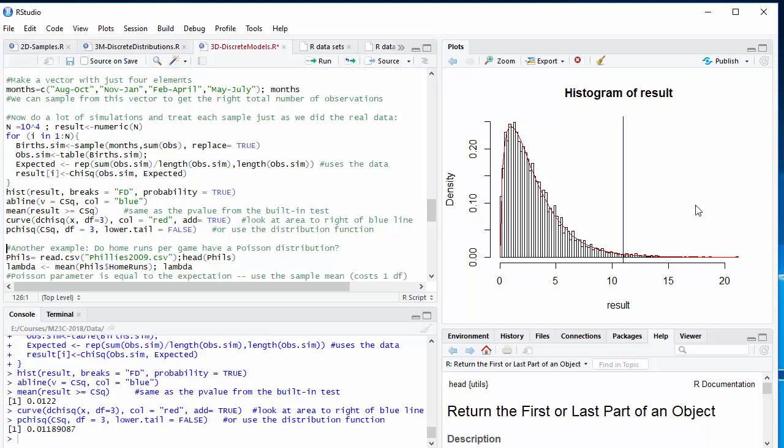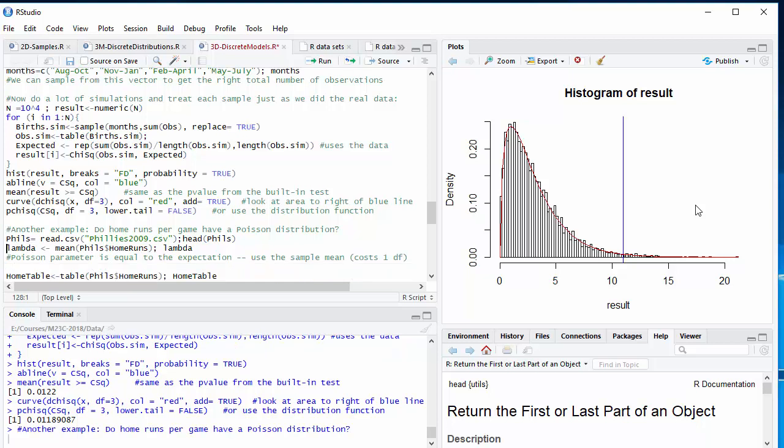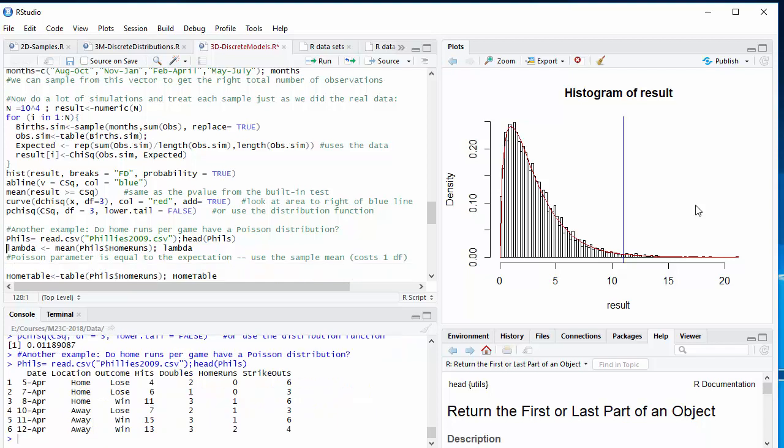Now let's do a sports example. Are home runs independent events? Is there just some small probability every time someone goes to the plate that a home run is going to become the outcome? If that's so, the number of home runs per game should have a Poisson distribution. Well, we can check this with data from the Philadelphia Phillies in 2009.